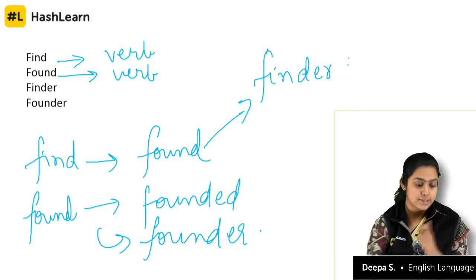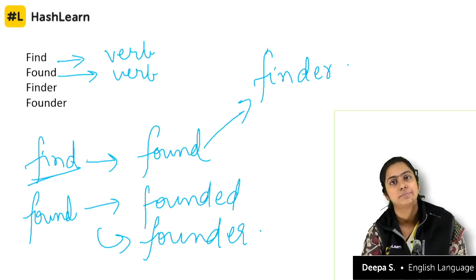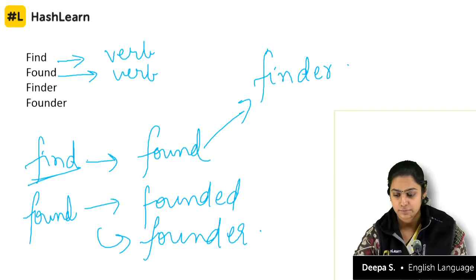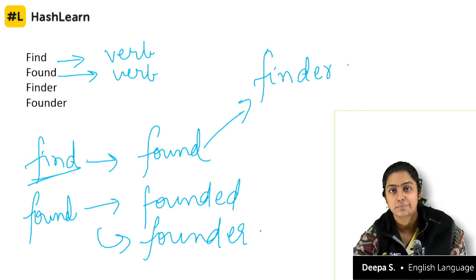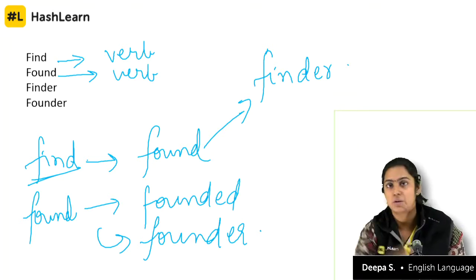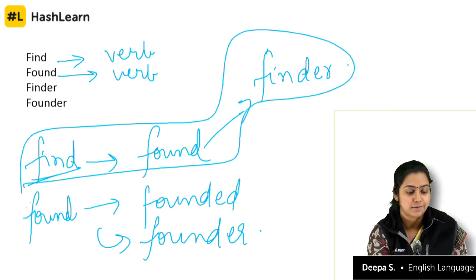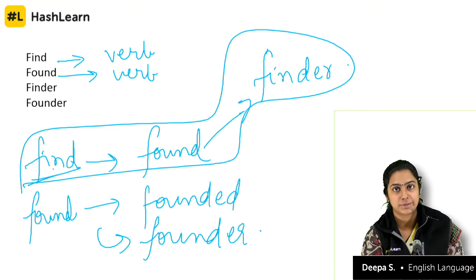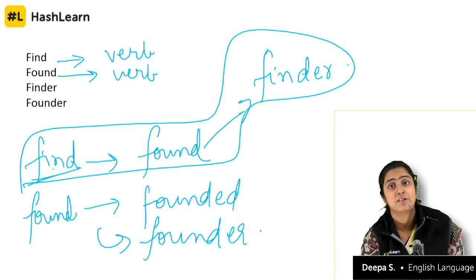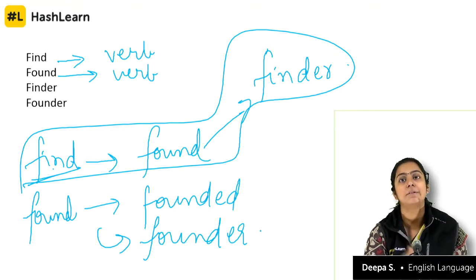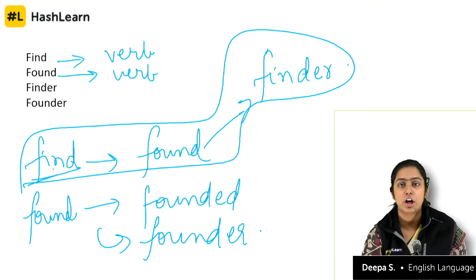Now look at this. To find is to look for something and actually get it, correct? Hey, I lost this pen. Oh, yeah. Help me find it. I found it. Got it? So, in this case, find is the base verb. Help me find that lost pen. I have found this pen. I am the finder. Got it?